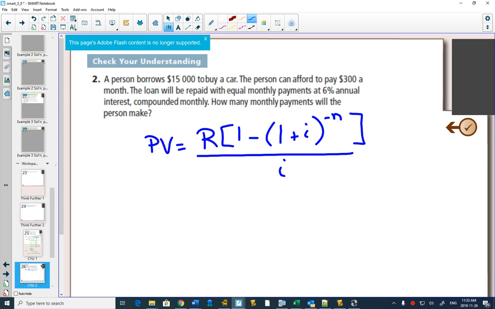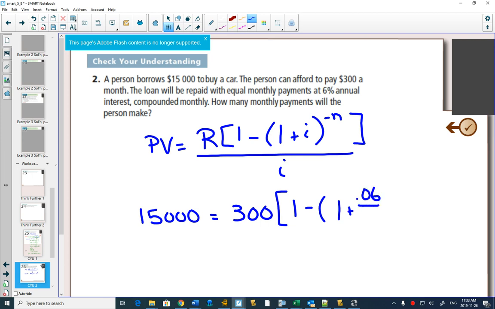And so we have to put the values in. So the present value is $15,000. And you can afford to pay $300 a month. 1 minus 1 plus, the interest rate is 6%, so 0.06, compounded monthly, divided by 12.